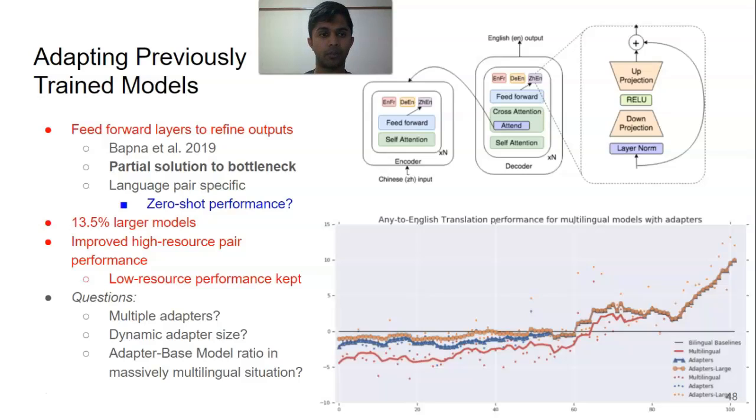The questions to be answered over here are, what if we use multiple adapters for the same language pair? Is it possible to have a dynamic adapter size? And what is the optimal adapter base to model ratio in a massively multilingual situation?